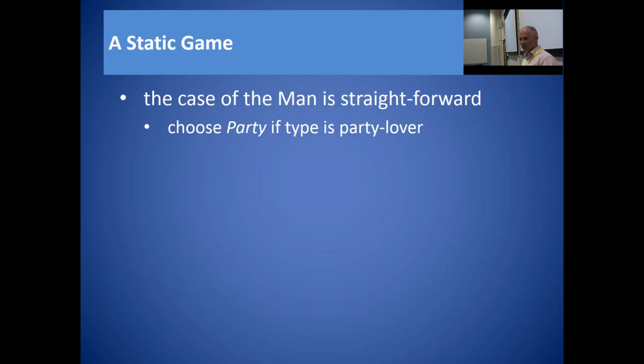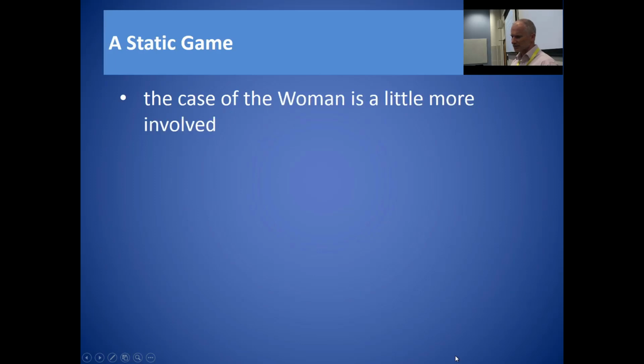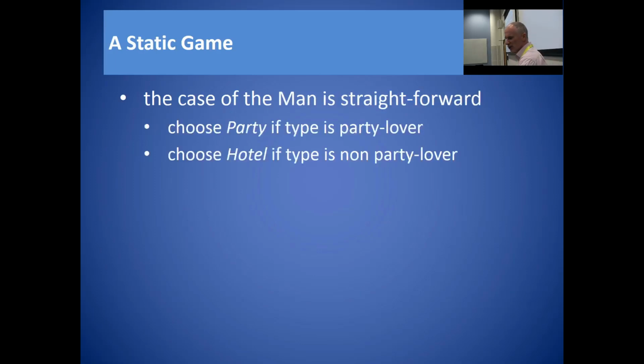So, just to formally put this out there, we said the case of the man was straightforward. If he is a party lover, he will always choose to go to the party. If he is not a party lover, he will always choose to go to the hotel. That's what we said previously. Let's just formalise it. I'll copy that down. But the case of the woman is more involved, and this depends on her expectations.